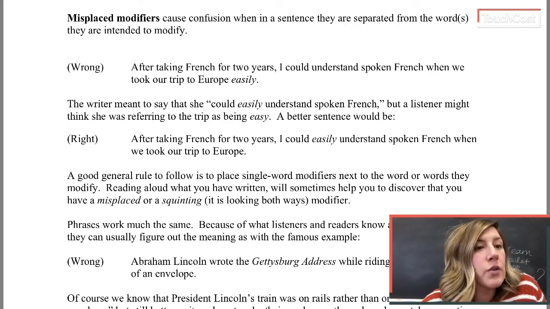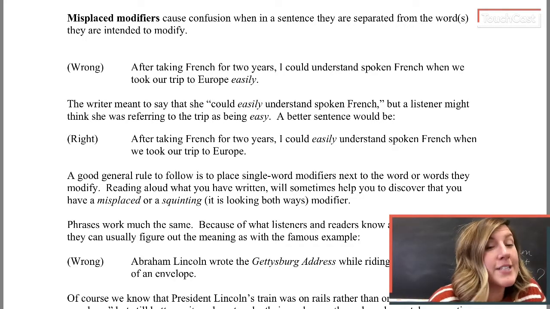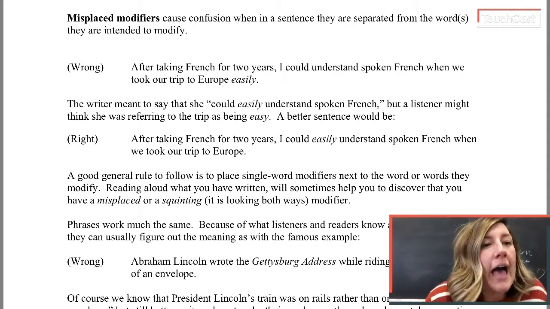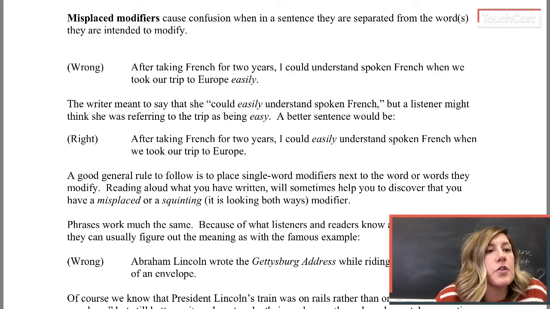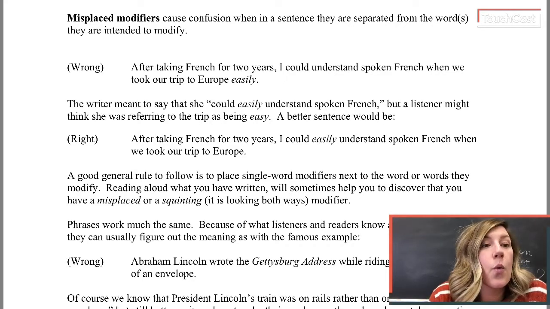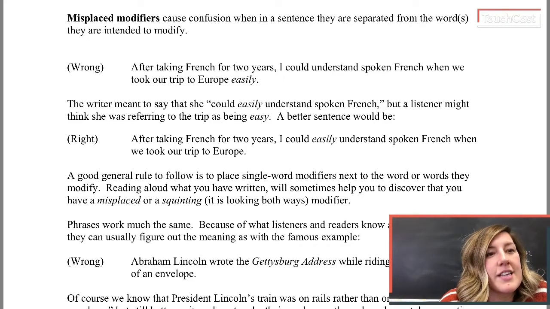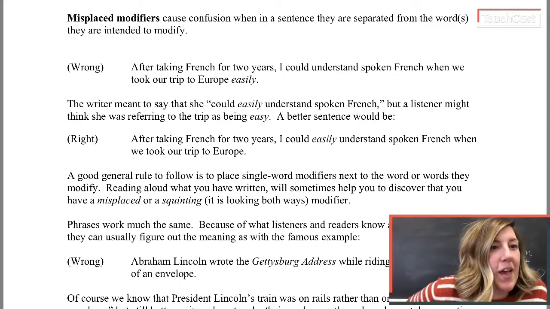A good general rule to follow is to place single word modifiers next to the word or words they are modifying. Reading aloud what you have written will sometimes help you to discover what you have misplaced, or a squinting modifier, it is when you're looking both ways. So it modifies both, okay?